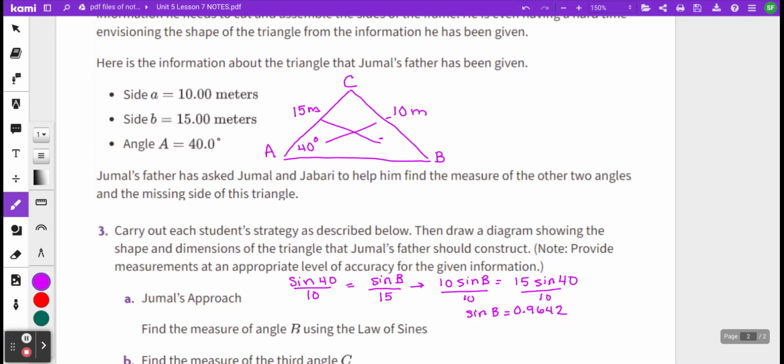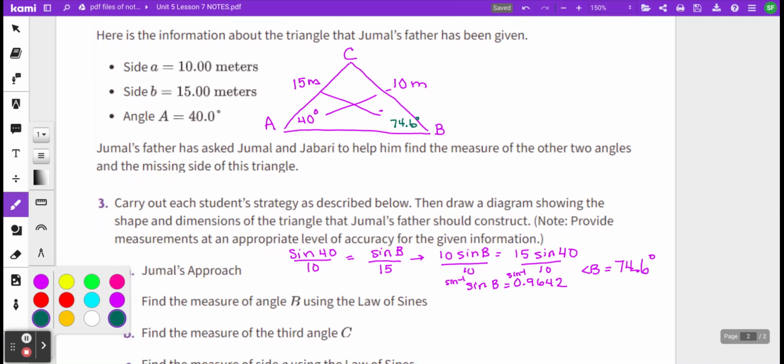Now we want to get B by itself, so we're going to take the inverse. And so we're going to find that angle B is going to be 74.6 degrees. And so I'm going to put that in for angle B: 74.6 degrees.